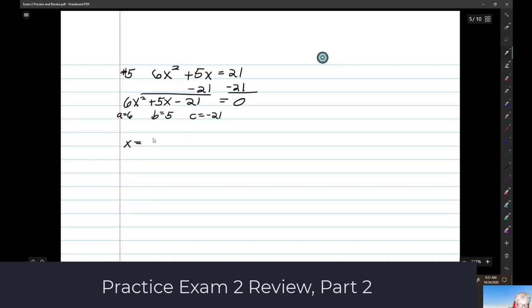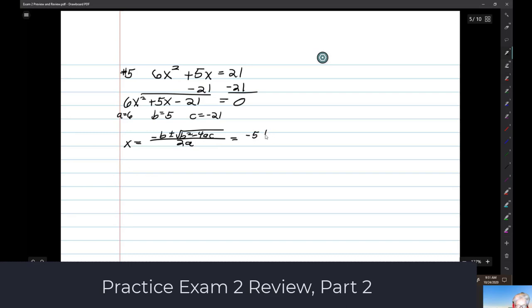X equals negative B plus or minus the square root of B squared minus 4AC all over 2A. You gotta sing it to yourself at home.